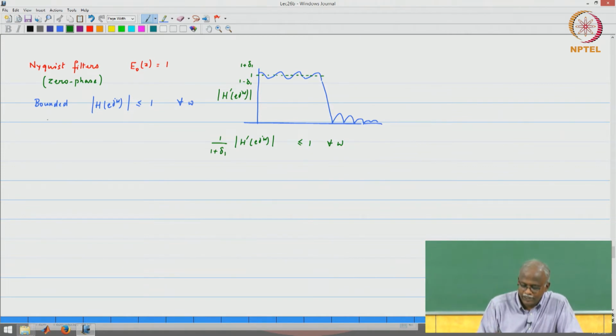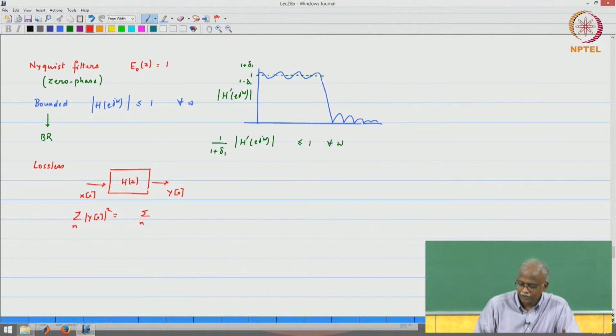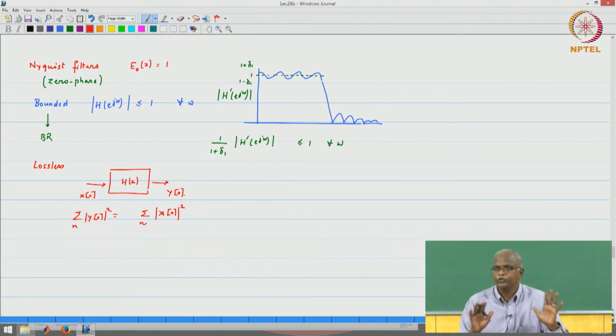Now of course a subset of this will be bounded real. I will just write it as R, real coefficient. Then there is another set which is lossless. Lossless basically says if I input x of n to this filter H of z and I get an output y of n, the energy is preserved. Summation over n of |y(n)| squared is equal to summation over n of |x(n)| squared. So that means you do not lose energy in the signal.